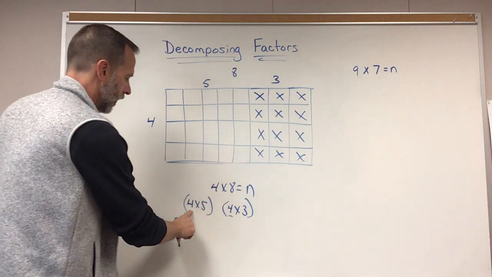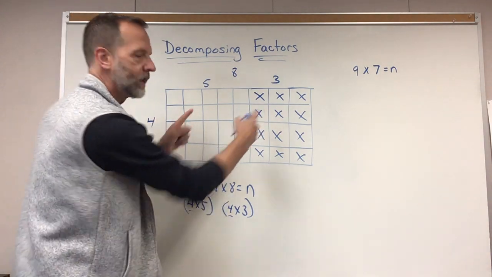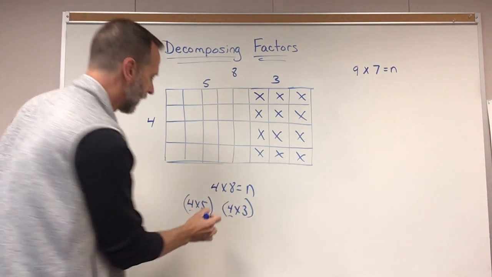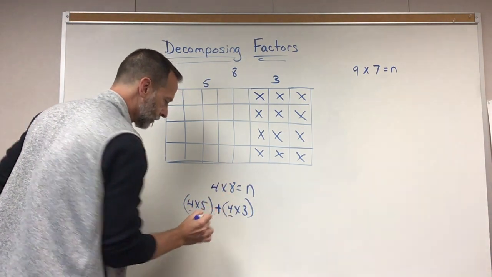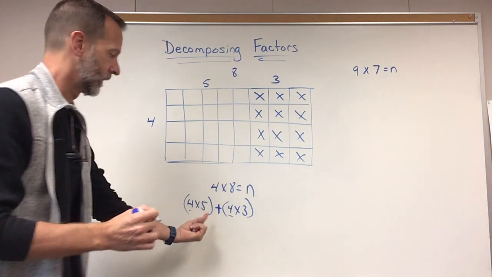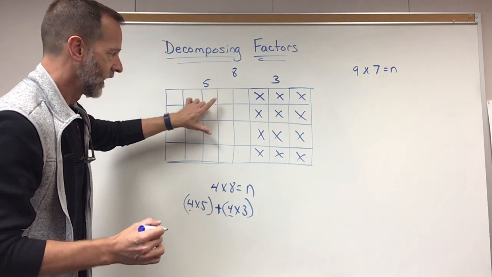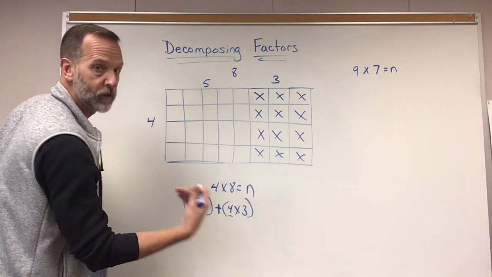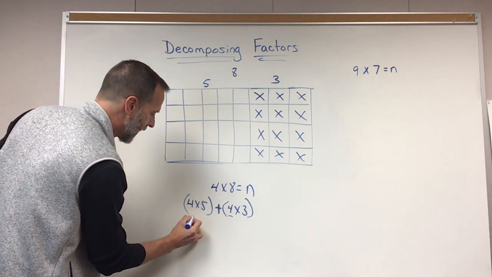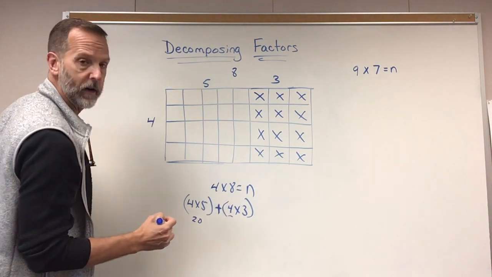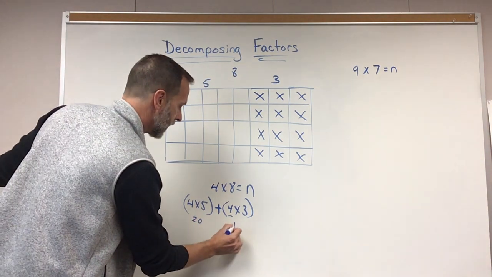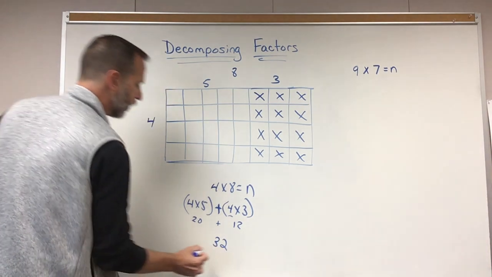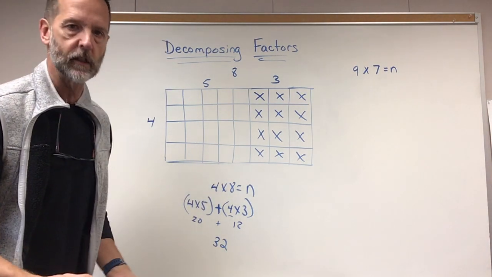Now, what do I want to do with these? If I want to find the total, what am I going to end up wanting to do with them once I find them? I'm going to want to add them together. So I've got to make sure that that is added and not multiplied in the middle there. I want to multiply this, I want to multiply that, and then add them together. So 4 times 5 should be easier for us to do. 4 times 5 is 20. 4 times 3 is 12. And now when I add 20 plus 12, I get 32. And 4 times 8 is 32.